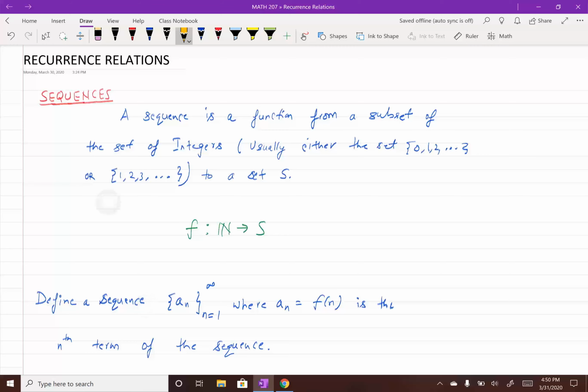Today we're going to learn about recurrence relations and how to solve them. So before going to the topic of recurrence relations, let's recall the concept of sequences.